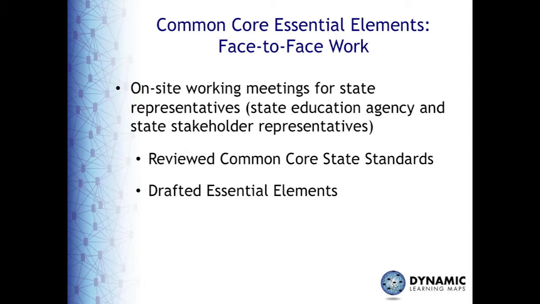Representatives from 13 states were convened in English language arts and mathematics. More than 70 educators, content experts, and assessment developers from member states gathered in each of the face-to-face on-site working meetings. One meeting focused on developing the essential elements for English language arts and the other for mathematics. At each meeting, the state representatives began with a careful review of the Common Core state standards and in-depth discussions regarding their meaning and intent. Those discussions led to draft versions of the essential elements for the grade level standards.